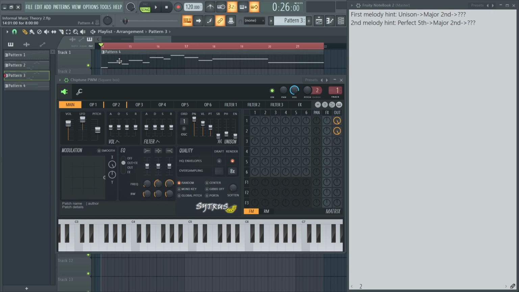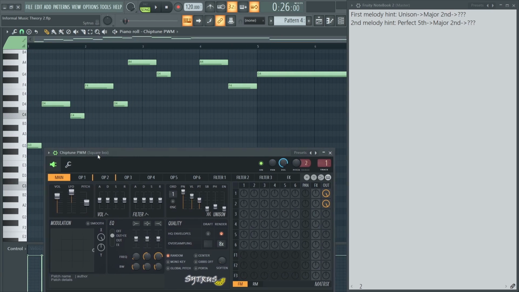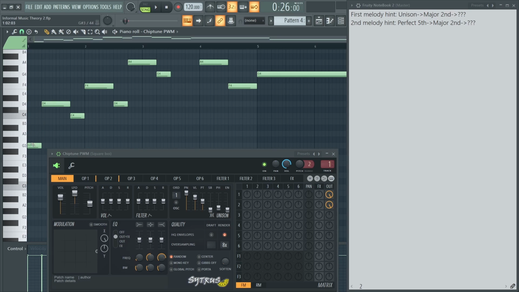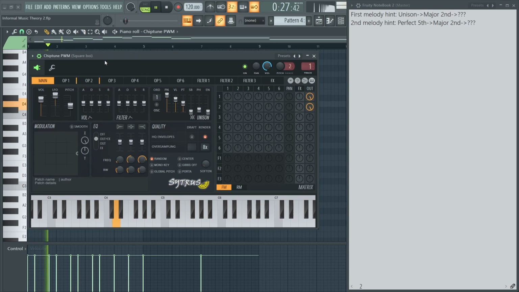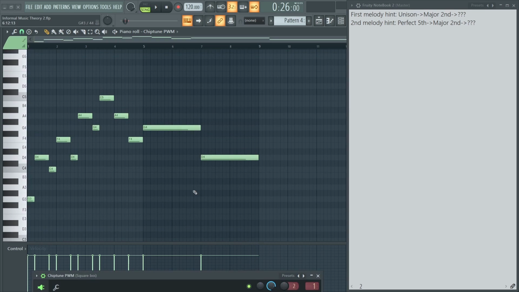Alright, so for this next melody, again, we just really want to get the point across. We have this G and then the D. So I also put out a hint for the first two intervals. So between this G and the D, we have a perfect fifth. And then between this D and the C, we have major second. So I'm just going to play with just the keyboard showing. Piano roll.